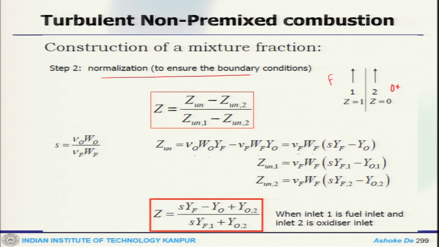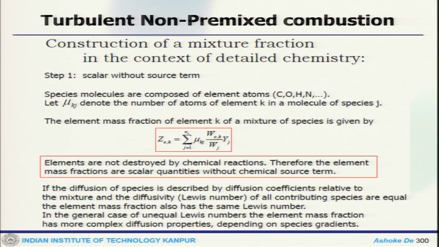So, what we get, Z equals to (S Y_F minus Y_0 plus Y_O2) over (S Y_F1 plus Y_O2), when the inlet one is fixed to fuel inlet and the other one to oxidizer inlet. So, we get an expression for Z which uses the mass stoichiometric ratio, which is nu_0 W_0 by nu_F W_F, and the mass fraction of the two streams.